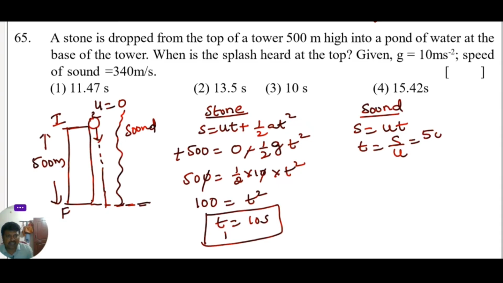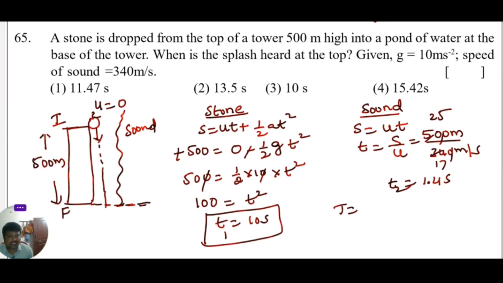The sound traveled a distance of 500 meter, u means speed of sound, that is 340 meter per second. 0 0 gets cancelled. 25 by 17, that is equal to 1.4 seconds. This is the time taken by the sound.